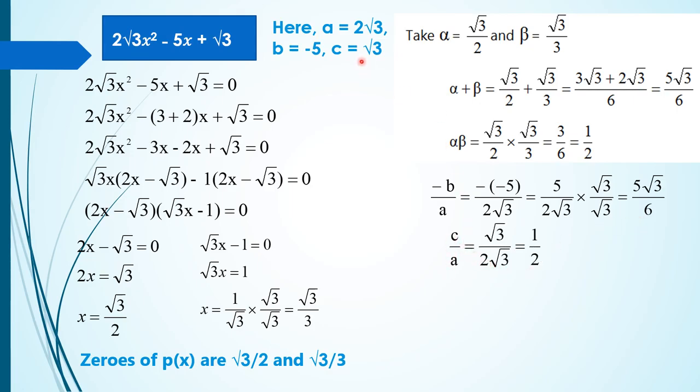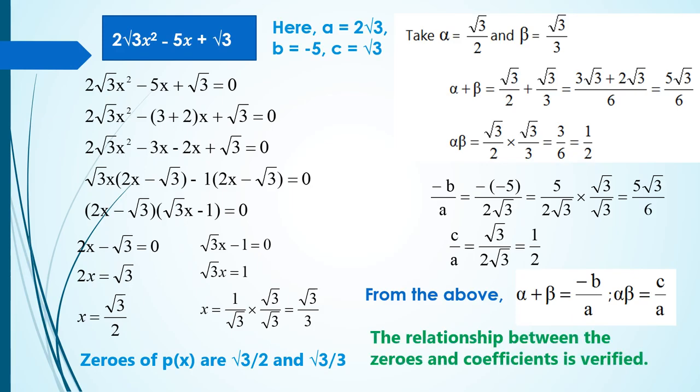Coming to c by a, c is already root 3, a is 2 root 3. Root 3 by 2 root 3 is 1 by 2. If you observe the values, alpha plus beta is 5 root 3 by 6 and minus b by a is 5 root 3 by 6. Both are equal. Alpha beta is 1 by 2 and c by a is also 1 by 2. From the above, we can conclude alpha plus beta is equal to minus b by a and alpha beta is equal to c by a. The relationship between the zeros and coefficients is verified in case of 2 root 3 x square minus 5x plus root 3.